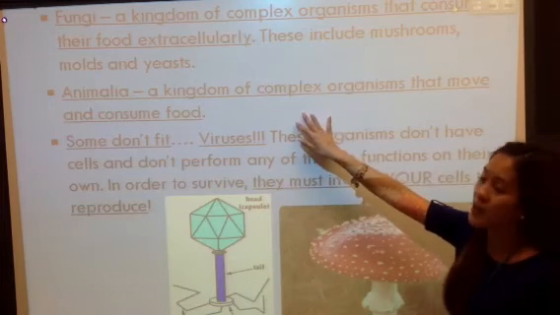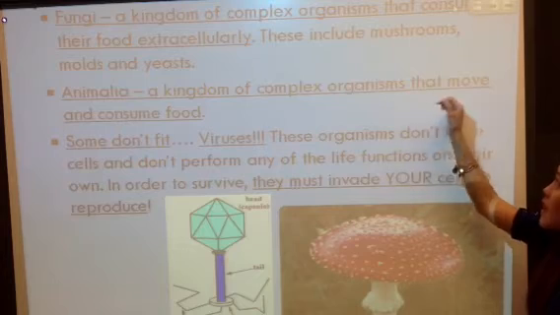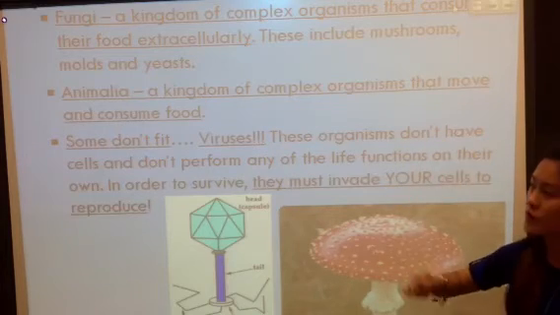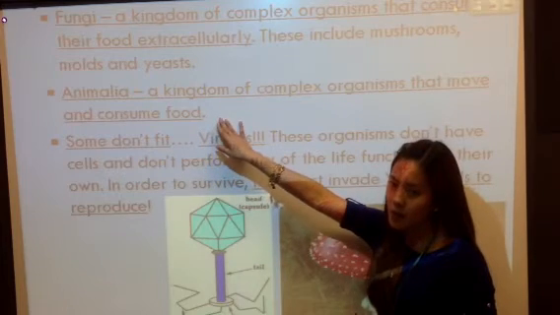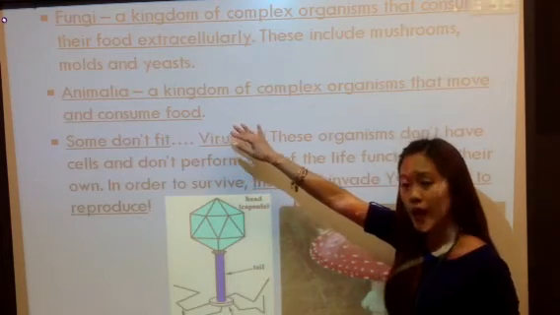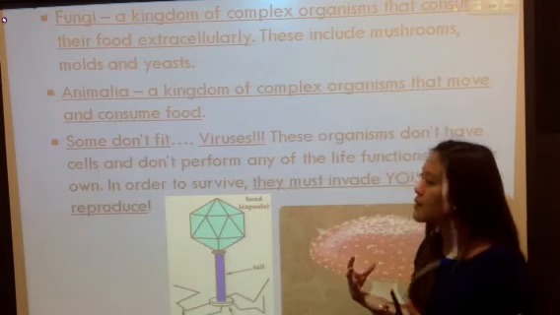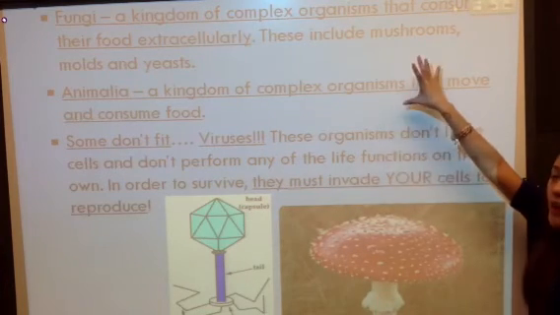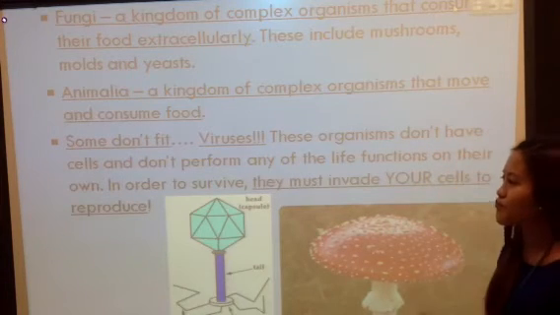And then we have our animal kingdom, and our animal kingdom is made up of complex organisms that move and consume food. And so our fungi and our animals are going to be made up of eukaryotic cells, okay, complex cells with a nucleus. And again, they are more closely related than a fungus and a plant would be related.